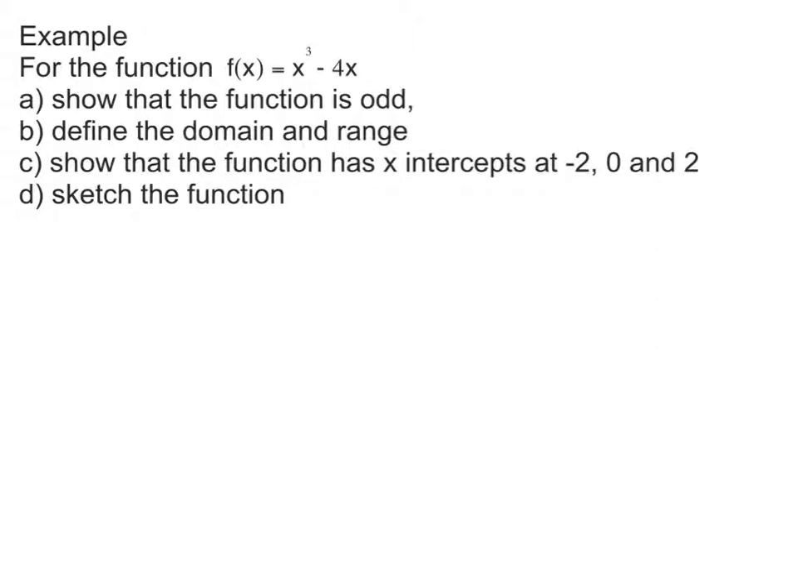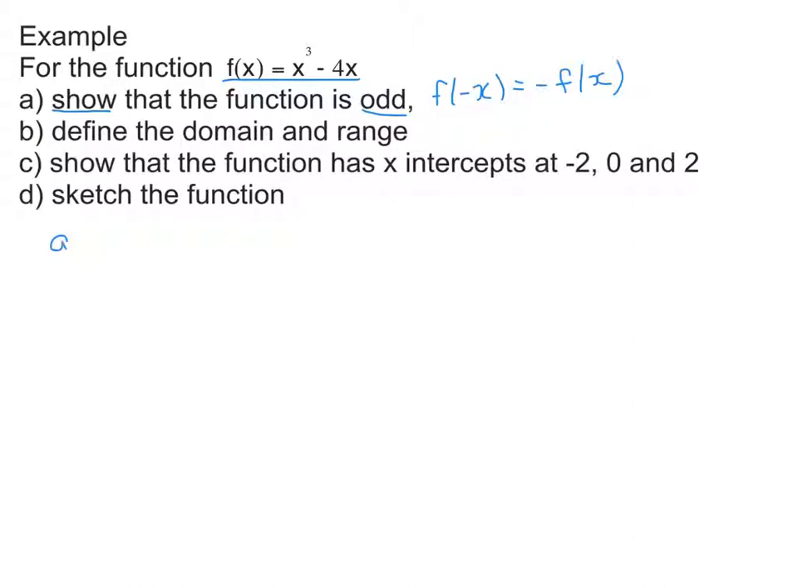So we're given the function x cubed minus 4x. The first thing we're asked to do is to show that the function is odd. As the question is asking us to show something, we must write down all relevant mathematical steps. And as we just saw, to show that a function is odd, we need to substitute a negative value of x into our function and obtain the negative version of the equation.